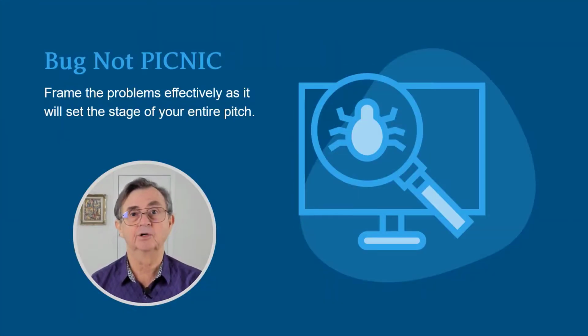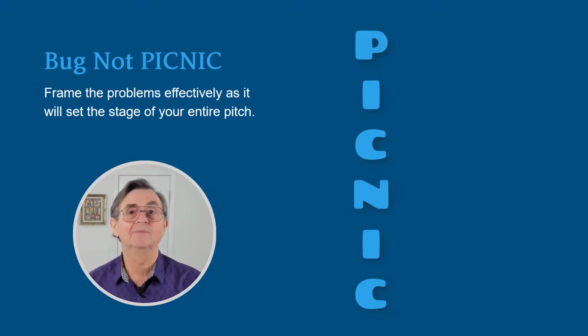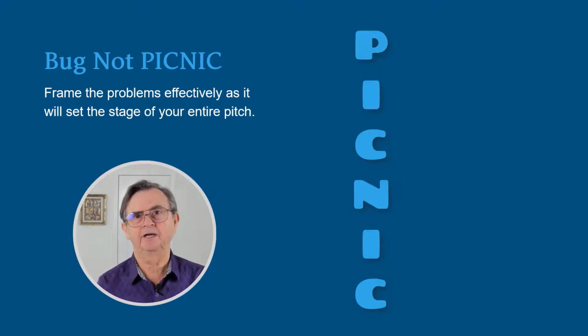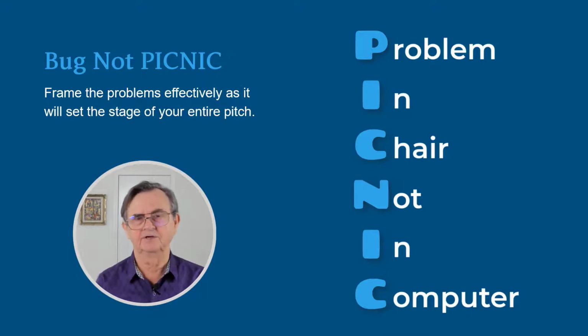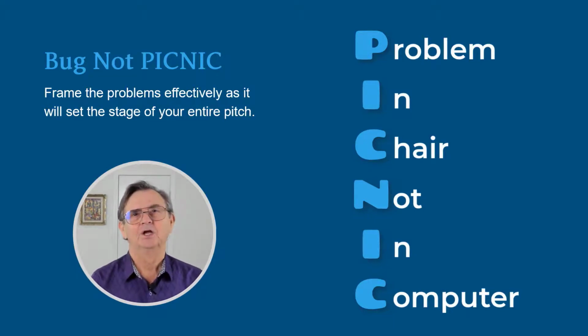You can convince developers to recognize that a software bug is not always a picnic. For those who don't know, the acronym PICNIC stands for Problem in Chair, Not in Computer. That's the developers out. You could also explain to developers that a proposed technical solution does not provide business value.